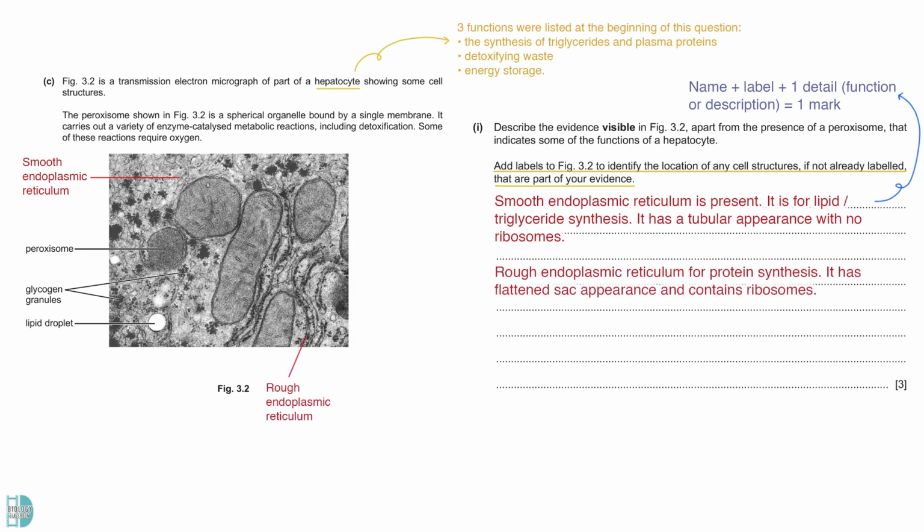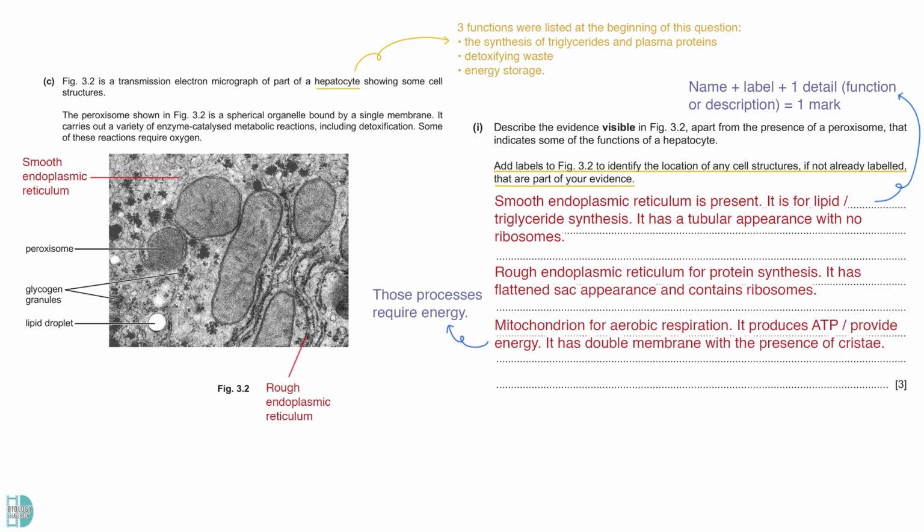The rough ER is responsible for plasma protein synthesis. It is an interconnected network of flattened sacs that has ribosomes on its surface. At the bottom right corner of the picture, you can see those flattened sacs with dark spots on their surfaces. These processes require energy. There are many mitochondria in the cell for a high rate of aerobic respiration. ATP is produced to provide energy. Mitochondria have a double membrane, with the inner membrane folding into cristae.